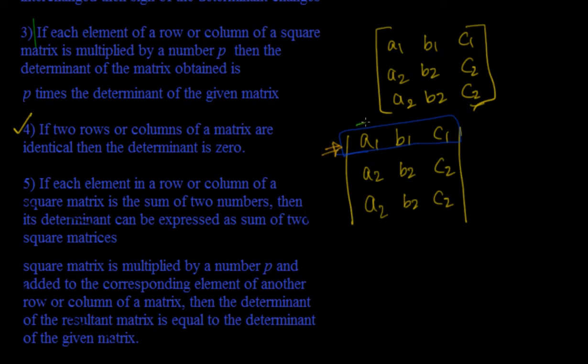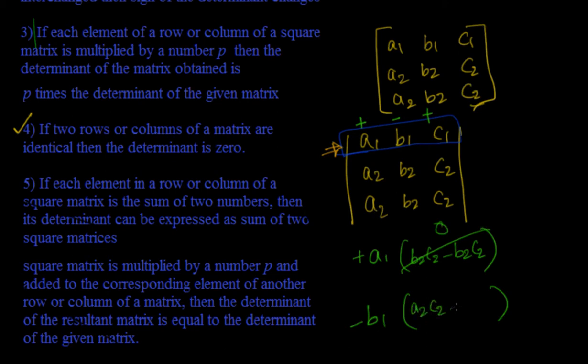So let's go ahead and do that. Let's put down the signs plus minus plus. So I'll have plus A1 into, if I remove this row and this column, B2C2 minus B2C2, which is 0. Then I'll have minus B1 into A2C2 minus A2C2, again which is 0. Then one more, plus C1 into A2B2 minus A2B2. That's also equal to 0. So you can see 0 plus 0 plus 0, the determinant is 0.